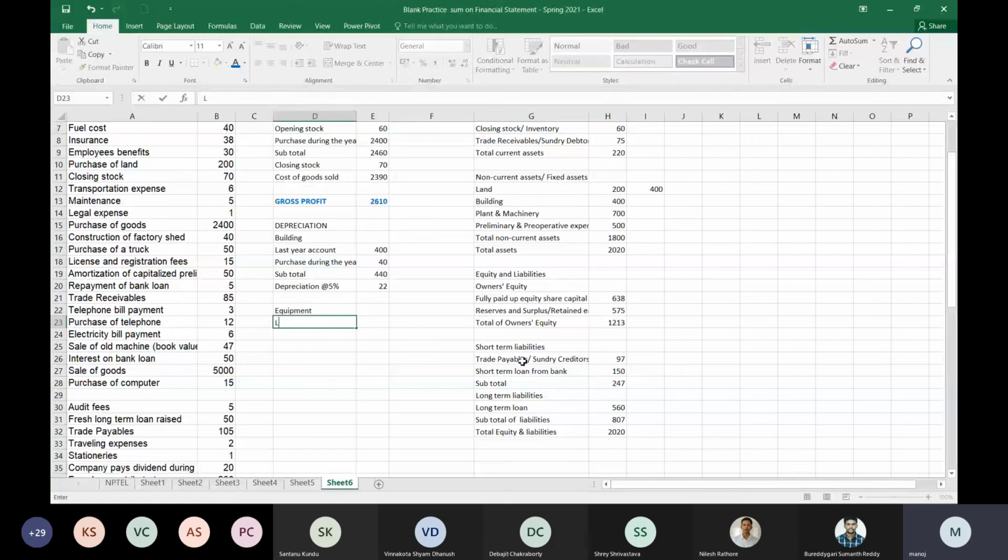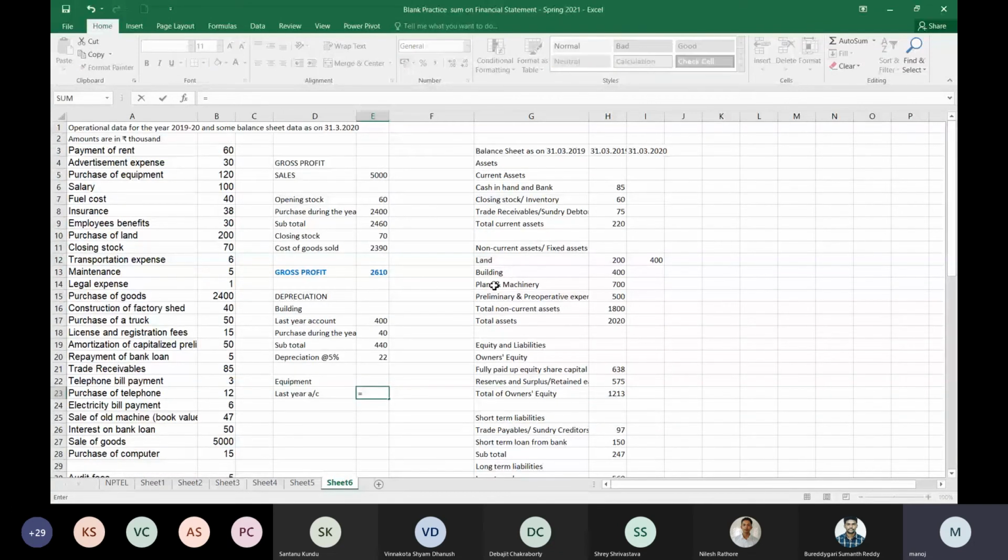So we start with last year account. Say last year account, you can write it this way, and is equal to, you have to take it from the balance sheet. This is plant and machinery. So equipment, you can write plant and machinery also. It comes from here. Let us write plant and machinery rather. Machinery you can write in short like this. So last year's is done. So purchase during the year.